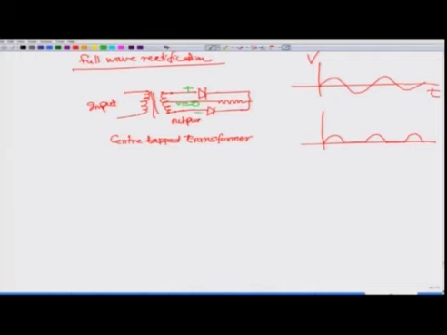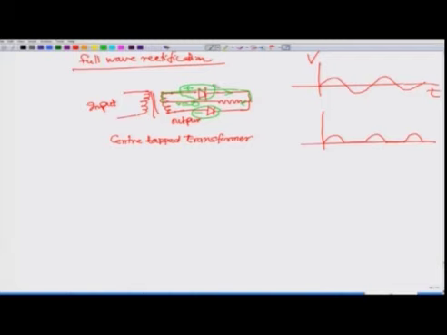The upper diode is forward biased, and therefore it will allow the current. The lower diode is reverse biased, it will not allow the current. So, the current will go like this, and there is no current in the lower diode. This current will return like this, and this is the circuit which will be operating. What happens in the next cycle?